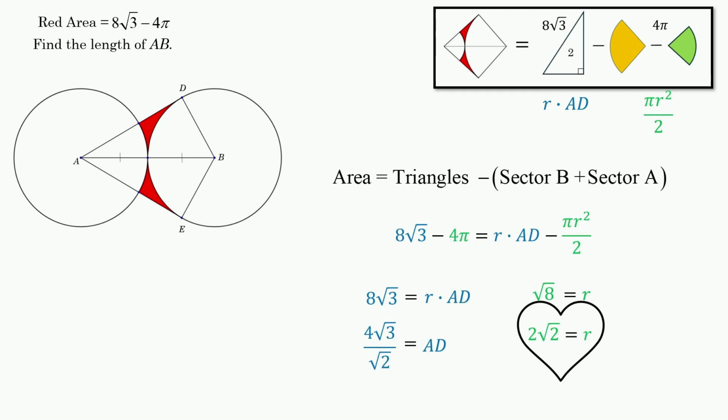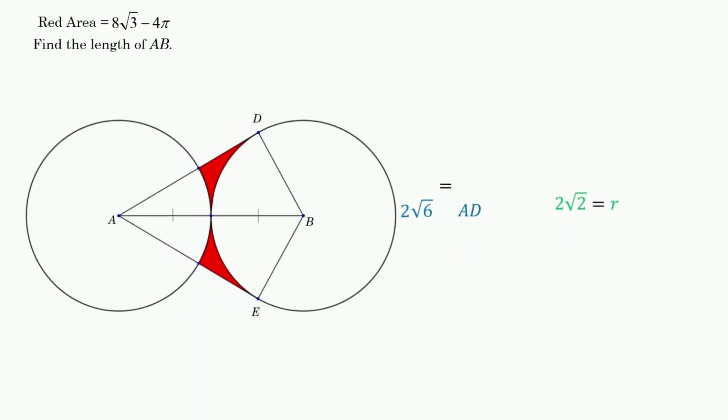4 root 3 divided by square root of 2. Let's go ahead and rationalize that denominator. Right? Multiply by root 2 over root 2, and you get 4 divided by 2 times square root of 6. 2 goes into 4 twice, and 2 root 6 is the length of AD. Man, those are both pretty clean. Gotta love them. Right? AD is 2 root 6. The radius turns out to be BD, if you remember, 2 root 2.